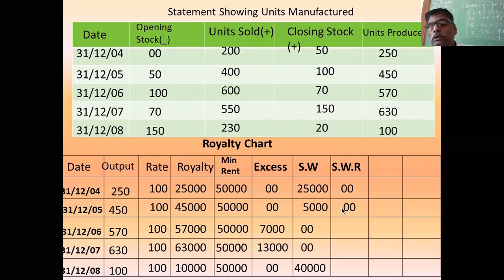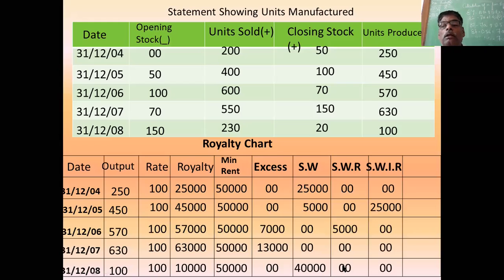Therefore, 25,000 is not recovered in the next year, and this will go to the third column, the recovery column. Okay, and 5,000. This 5,000 recovers in the next year. Okay, and in the recovery column, this 25,000 goes to the recovery column. You see here, 25,000 not recovered in the next year. Therefore, it goes to the recovery column, and 5,000 recovered in the next year because here is the excess. Okay.